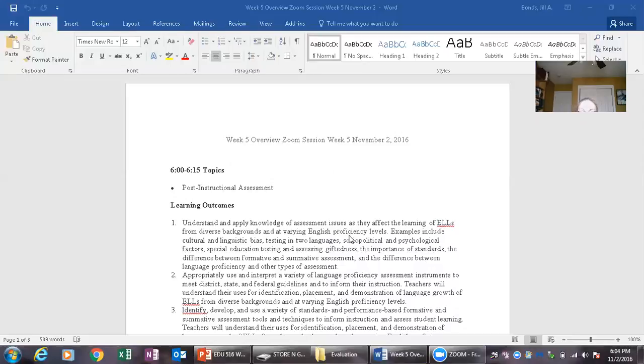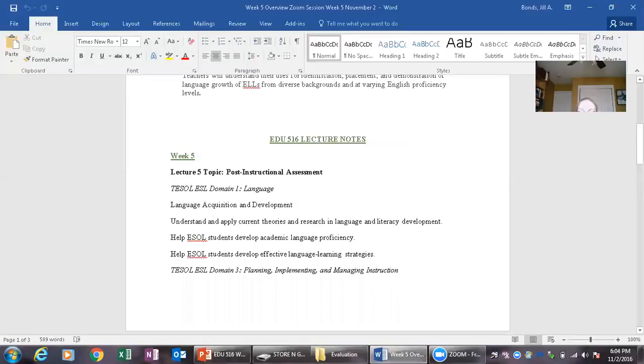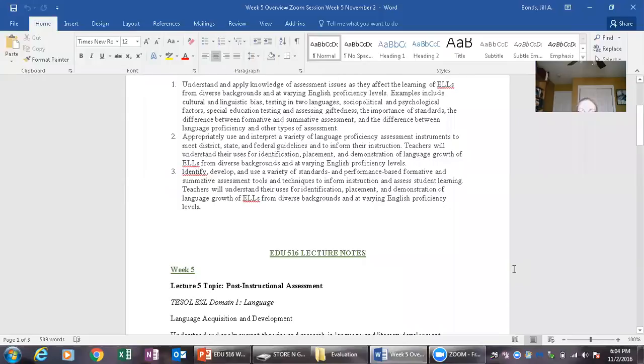Teachers will understand their use for identification, placement, and demonstration, and really be able to work with the students. Teachers will also be able to understand the language growth and understand how to accommodate those students.